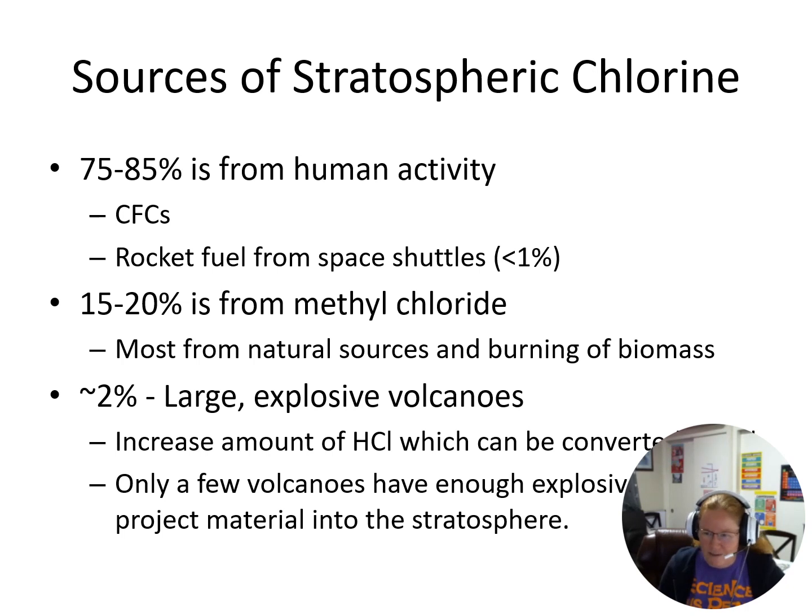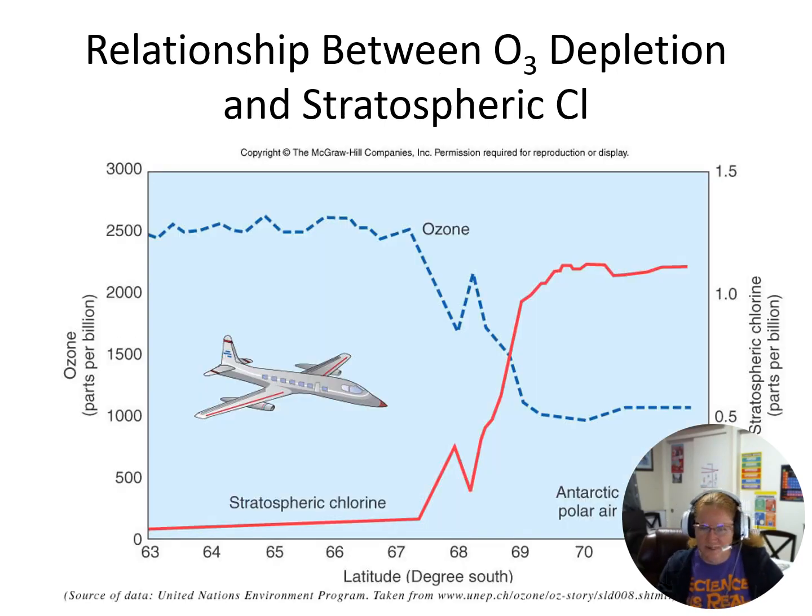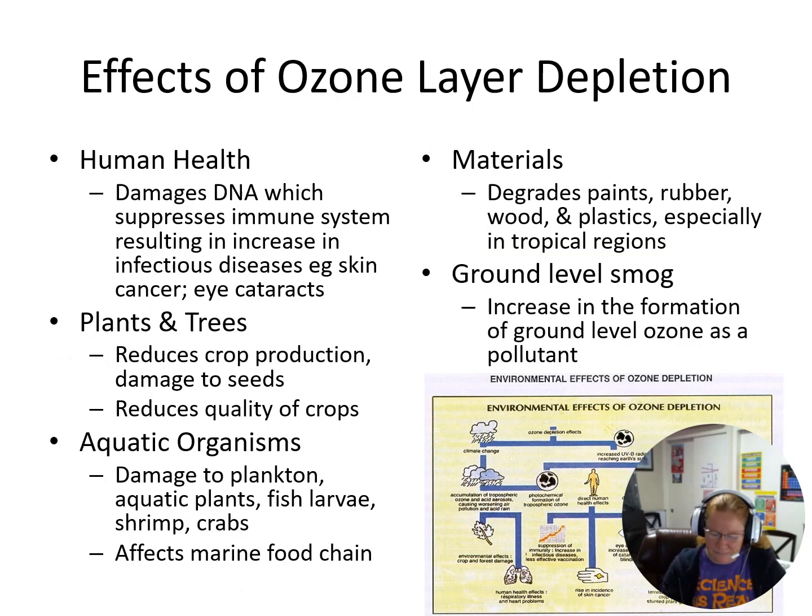Okay, so where do we get the chlorine in the stratosphere that messes with the ozone layer? And most of that is from human activity. So 75 to 85% of that is CFCs. There's a little bit from methyl chloride, and then a little bit from explosive volcanoes. So not a whole lot, but every once in a while a volcano will explode with such force that we do get some chlorine up in the stratosphere. And so when I look at the relationship between ozone depletion and chlorine in the stratosphere, well, ozone goes way down and stratospheric chlorine goes way up. So this stuff is really bad to have in our atmosphere.